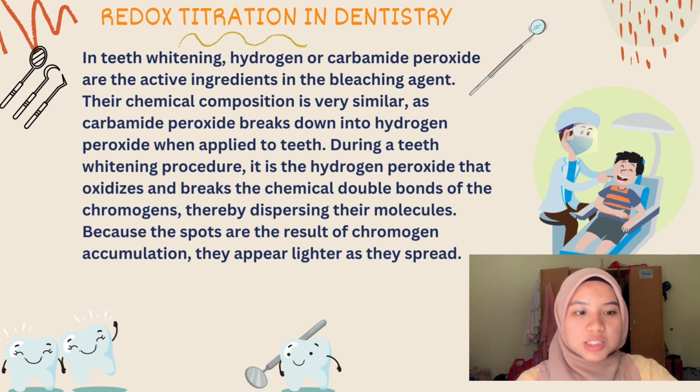During a teeth whitening procedure, the hydrogen peroxide oxidizes and breaks the chemical bonds of the chromogens, thereby dispersing their molecules. Because the spots are the result of chromogen accumulations, they appear lighter as they spread.